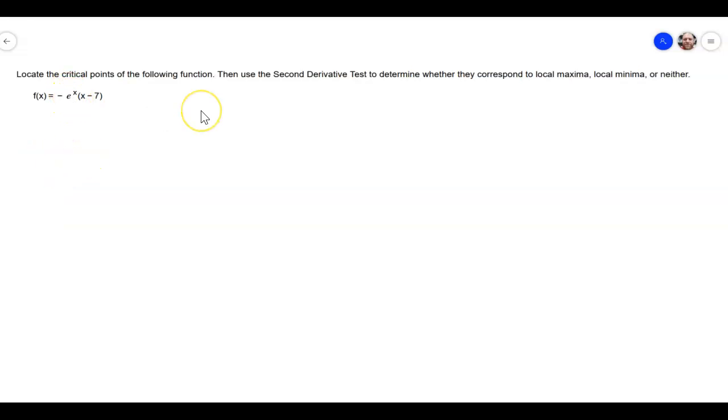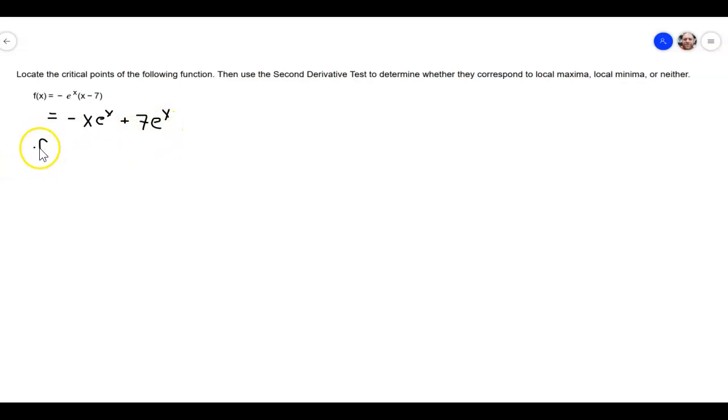This is finding critical points and using the second derivative to find the local maxima and minima of a function. So here's the function, it's negative e to the x times x minus 7. With these functions, it's usually a lot easier just to distribute that out because we're going to have to be finding derivatives here. So distributing that out, you have negative x e to the x plus 7 e to the x. You could probably do that using the chain rule too, but I like this better.